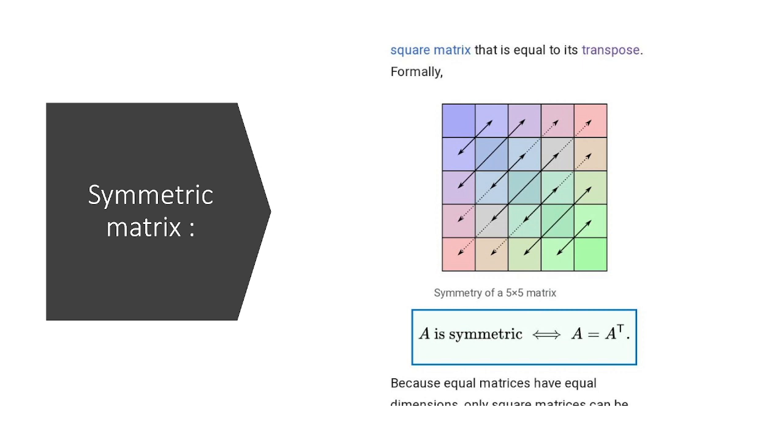Symmetric matrix. A symmetric matrix is a square matrix that is equal to its transpose. A is symmetric when A equals A transpose. Because equal matrices have equal dimensions, only square matrices can be symmetric.